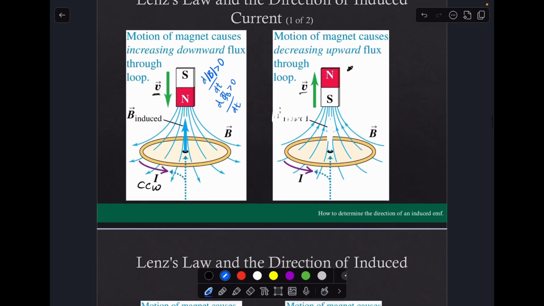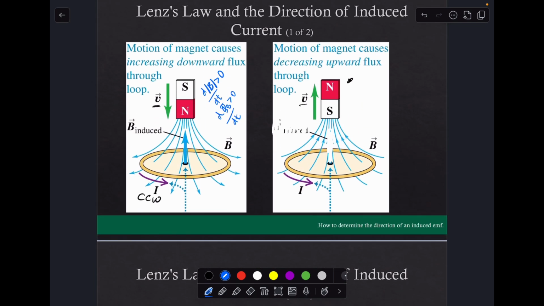Let's go back to this case up here. So let's point the South Pole down and bring the magnet away. Okay, well, automatically we know if we bring the magnet away, the change in the magnetic field is going to be decreasing. The flux will be decreasing. And the magnetic field direction that a magnet produces with the South Pole pointing down would be vectors up.